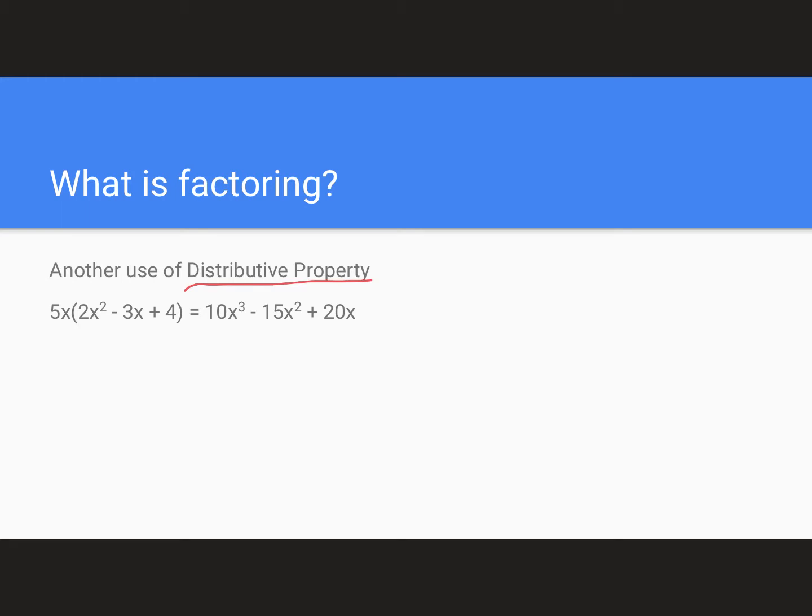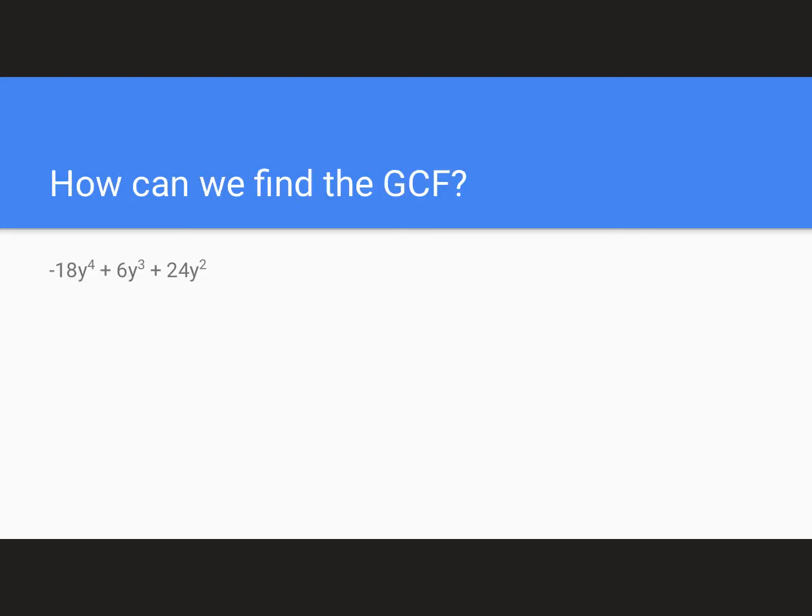So we know that if we distribute 5x to 2x squared minus 3x plus 4, we get 10x cubed minus 15x squared plus 20x. So in factoring, we're just going to go the other direction. We're going to pull that greatest common factor out of the numbers. So how can we find the greatest common factor?